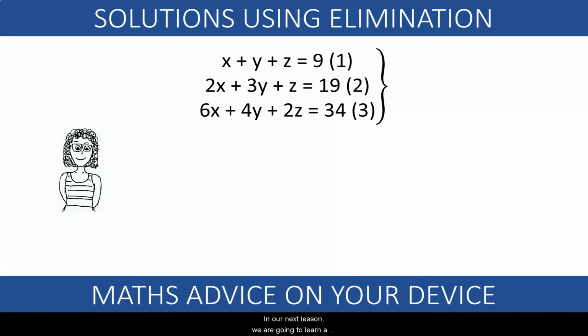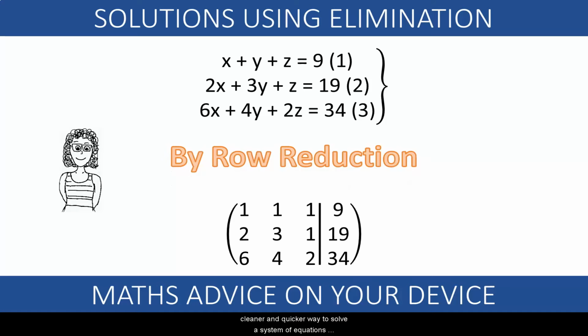In our next lesson, we are going to learn a cleaner and quicker way to solve a system of equations called row reduction. The mathematics behind it is the same as the elimination method used in this video, but it tends to be quicker because we only write the coefficients of our equations and the constants at the end.